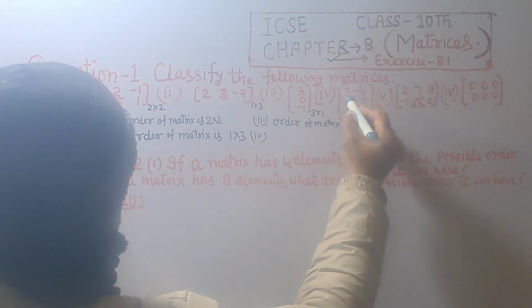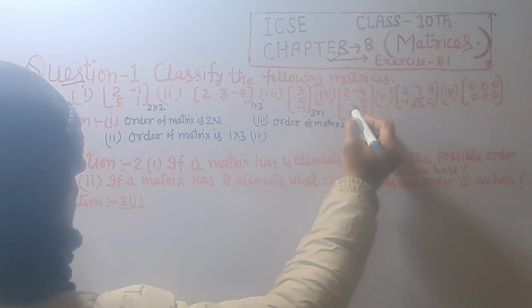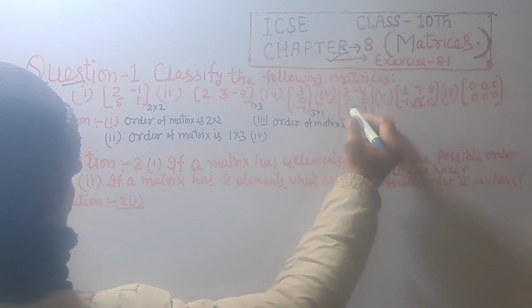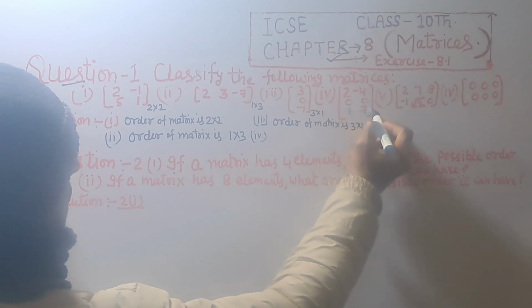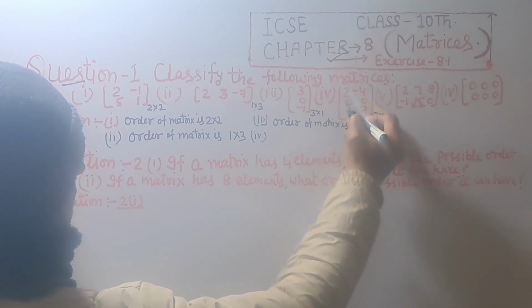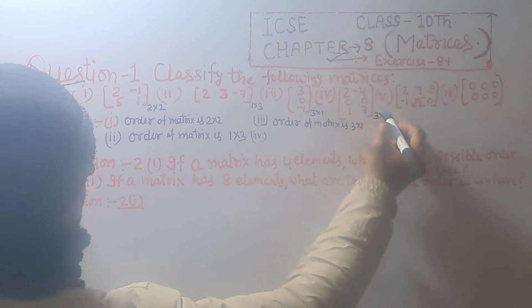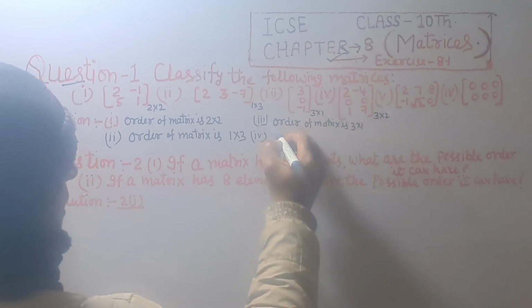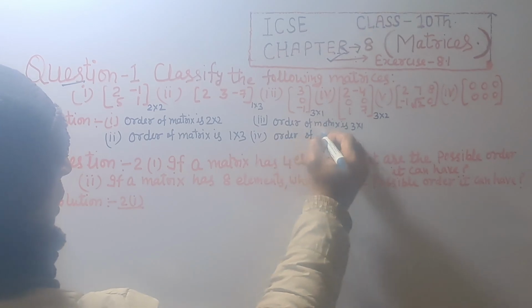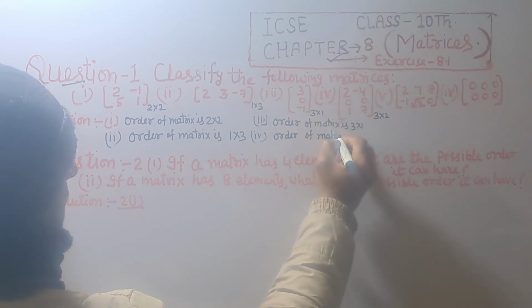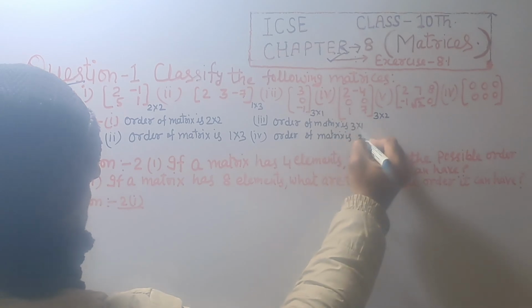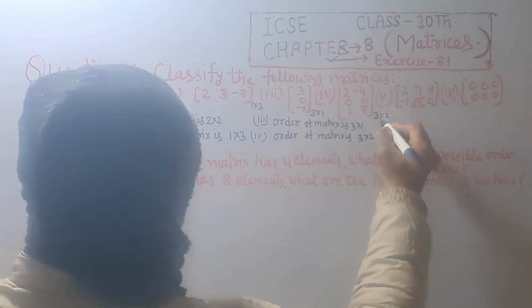And fourth, 2, minus 4, 0, 0, 1, 7. First row, second row, third row. 3 rows and first column, second column, 2 columns. Order of matrix is 3 cross 2.